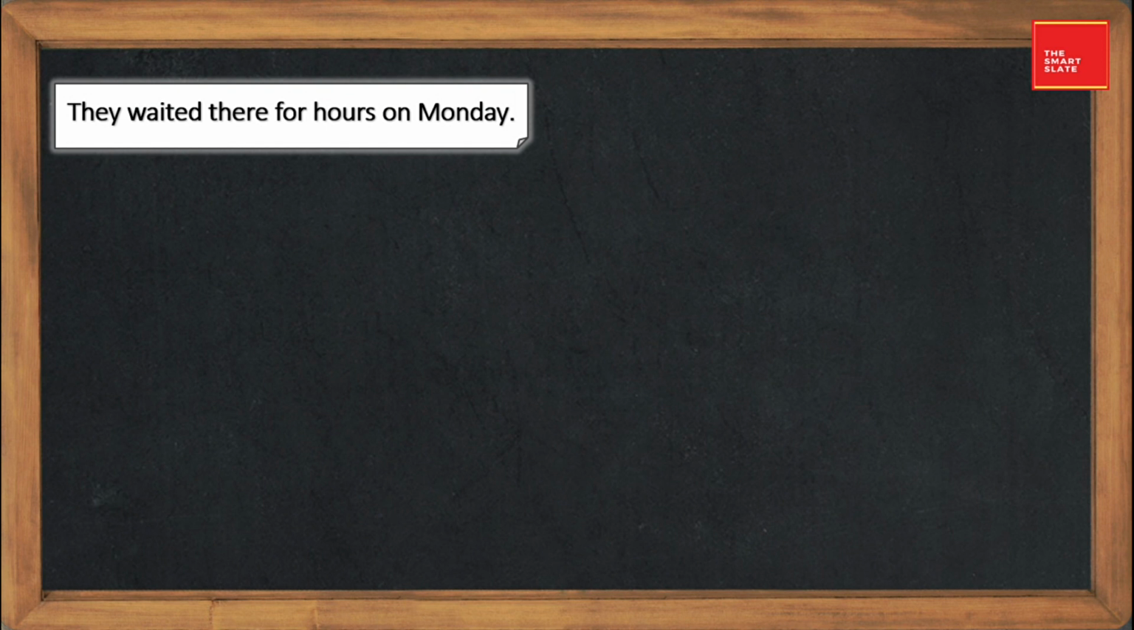So the very first is, they waited there for hours on Monday. So they waited there for hours on Monday. So whenever you use the word for, you try to show over a certain period of time, and whenever you use on, you try to say a day of the week or dates, like on 26th of Jan or something like that. So for and on, here are the prepositions of time.